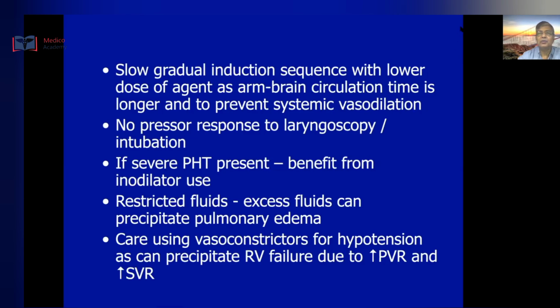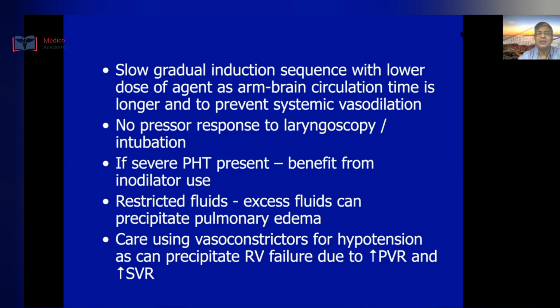The induction sequence should be gradual and slow, with a low dose of the induction agent to be used. The reason why we use a low dose is because the arm brain circulation time is longer than normal in mitral stenosis, because the blood tends to churn inside the left atrium before it enters into the left ventricle. So the drug tends to park itself in the left atrium and very gradually comes out from the left atrium to the left ventricle. But in case too high a dose of an induction agent is given, it may cause sudden systemic vasodilatation and a fall in the systemic blood pressures.